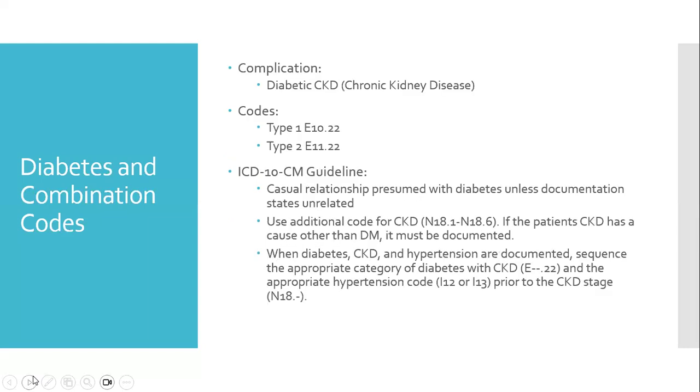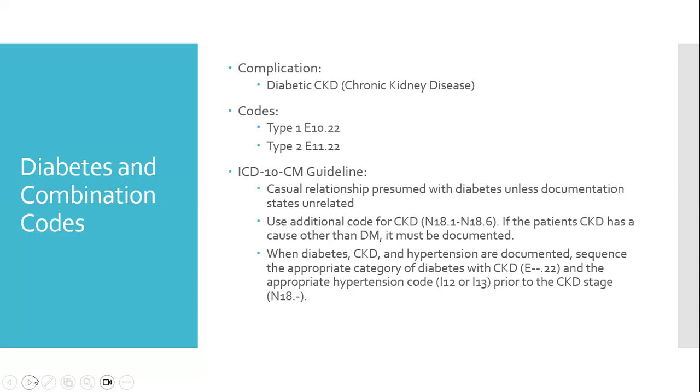So let's talk a little bit more about diabetic chronic kidney disease. Again, there is a direct causal relationship between chronic kidney disease and diabetes. So when you see in the documentation diabetes with chronic kidney disease or chronic kidney disease due to diabetes, those are those call out words that tell you the provider is telling you these two conditions are in fact related.